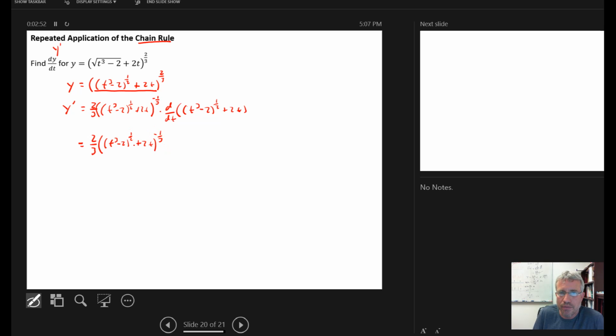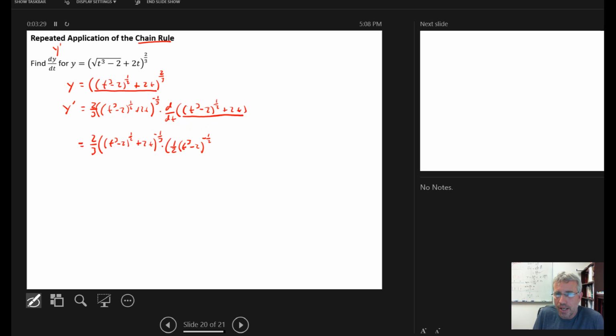I could make this a positive exponent by moving it into the denominator. I don't think I need to. So times, now I need to take the derivative of this stuff. And I want to see that I have a t cubed minus 2 inside of the square root function. So first I'm going to take the derivative of the square root function. Again, I can use the general power rule on this. The 1/2 will come down into the coefficient position, and then decrease the exponent by 1. So 1/2 minus 1 is negative 1/2. And then you have the stuff on the inside, the t cubed minus 2.